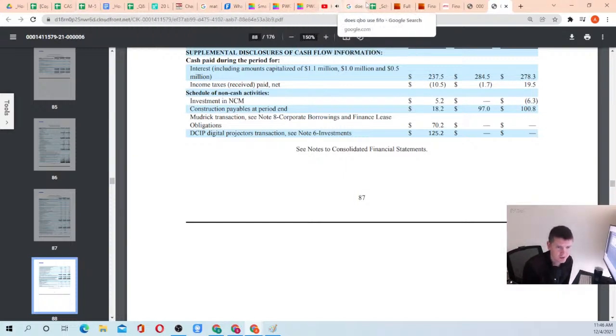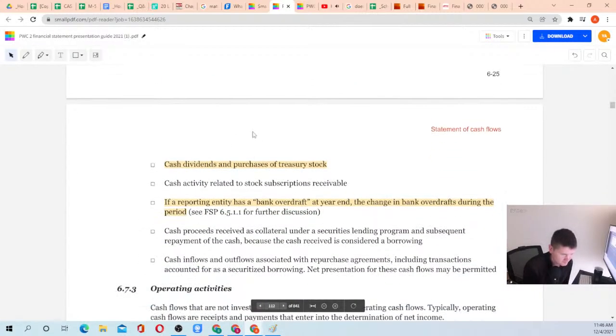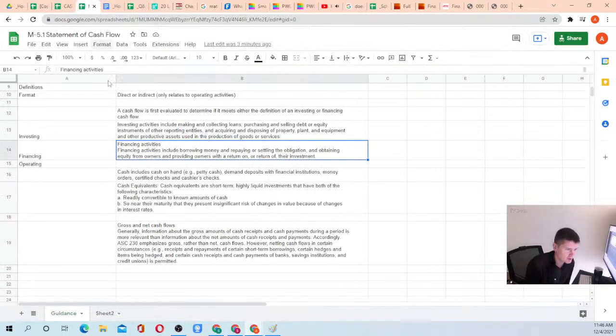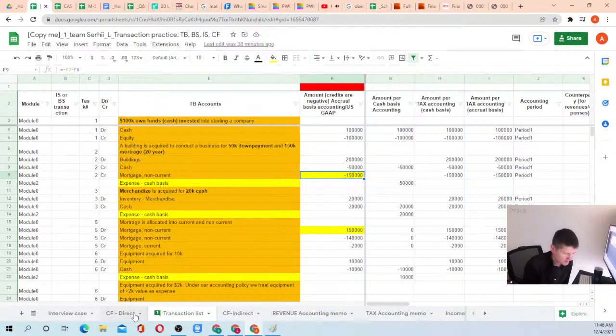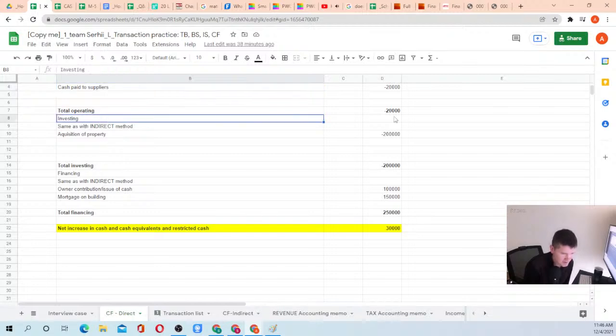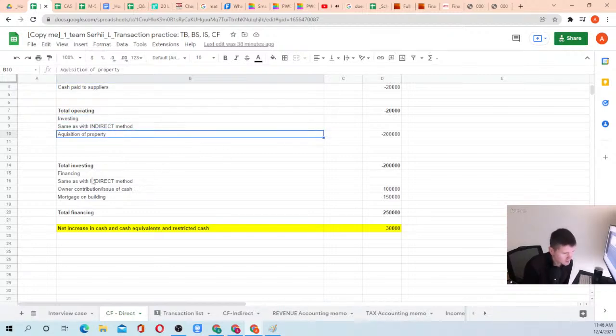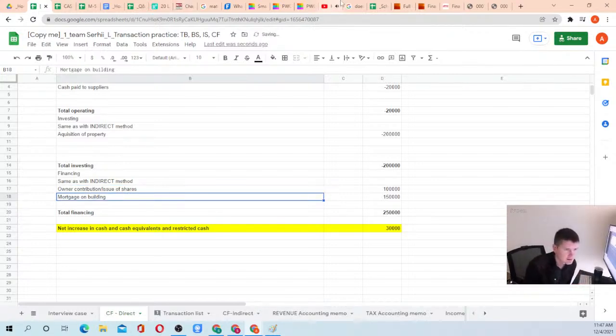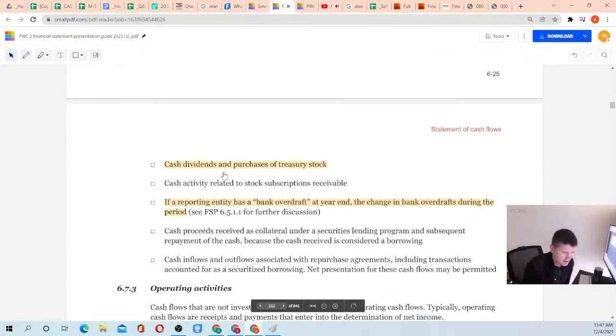Okay, we're approaching the end pretty fast. So cash dividends and purchases of treasury stock are all financing activities. Stock issuance proceeds. Remember, we recorded one transaction in our homework. Here it is. Investing. Financing. Owner contribution. Issue of shares. Okay. Cash dividends.